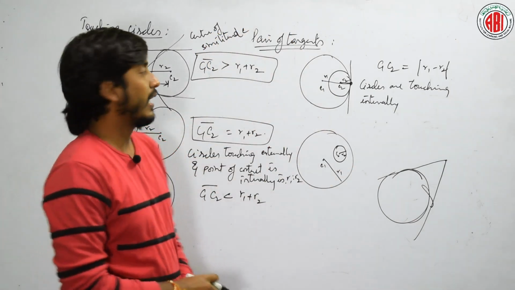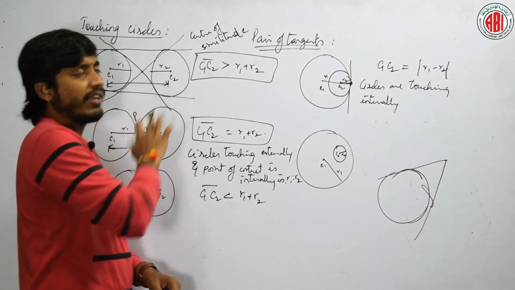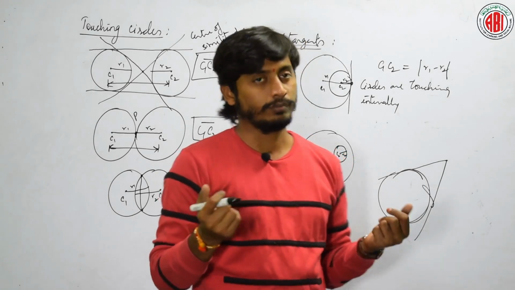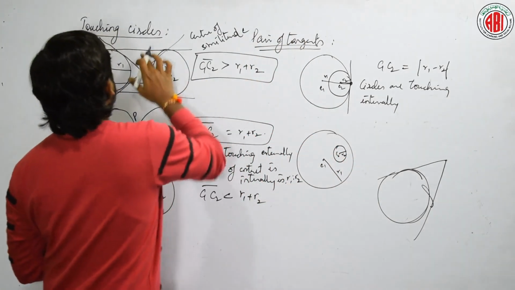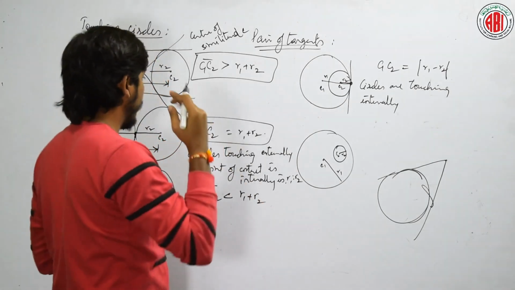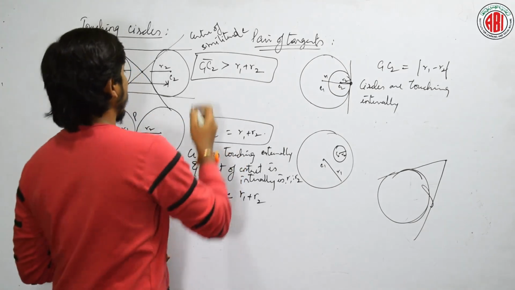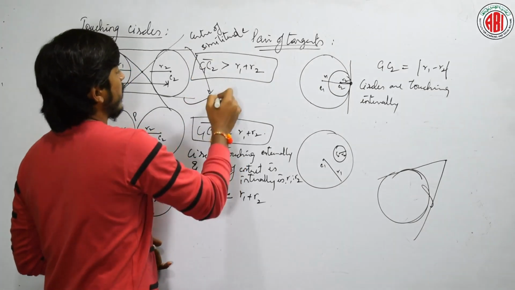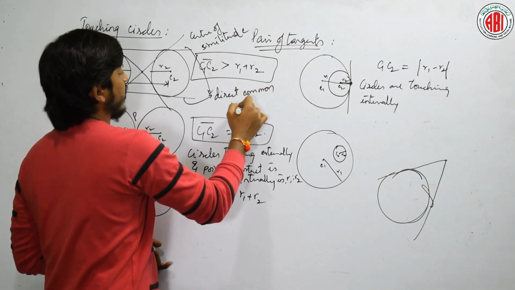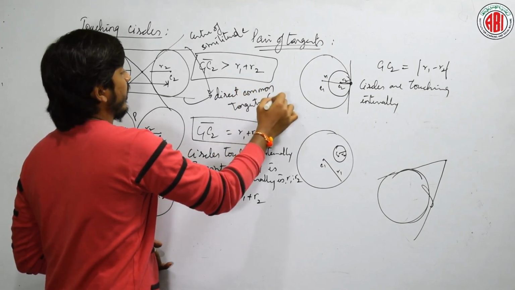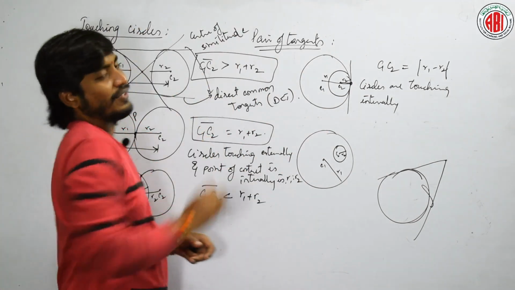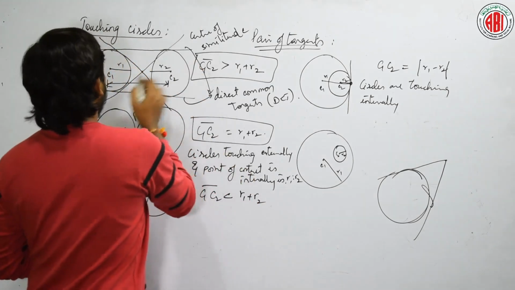Is it clear? Since it is internal, we can call it the internal center of similitude. Similarly, we can have the external center of similitude also. Clear? So, we have 4 different common tangents. In order to differentiate them, we call these 2 tangents direct common tangents. These names are very important, DCT. Clear? And since these are crossing, these are called transverse common tangents.